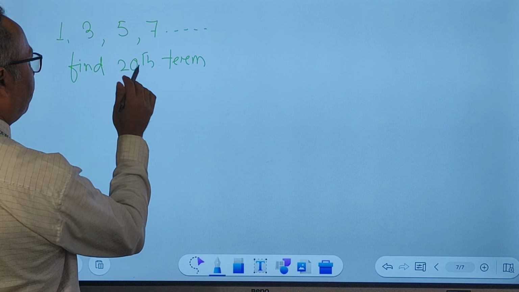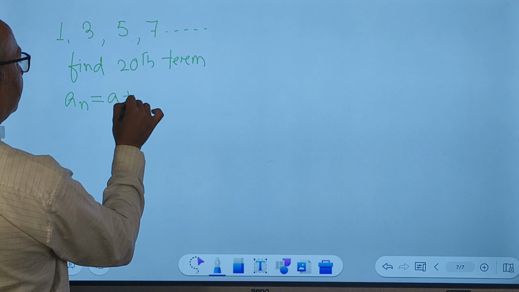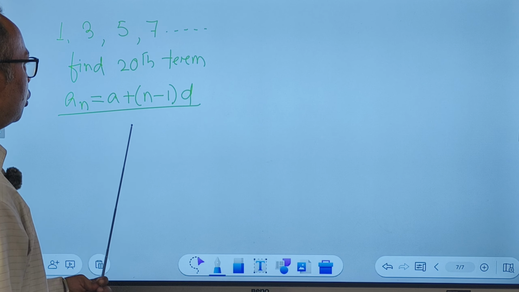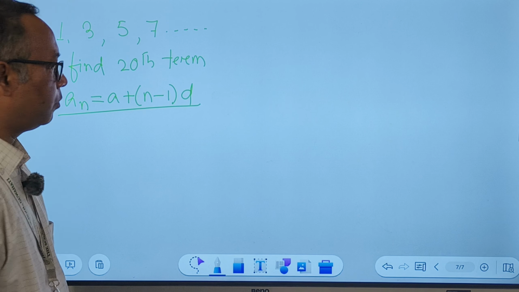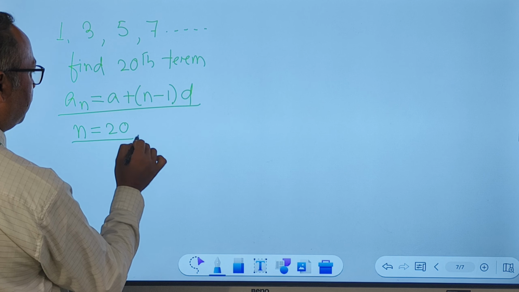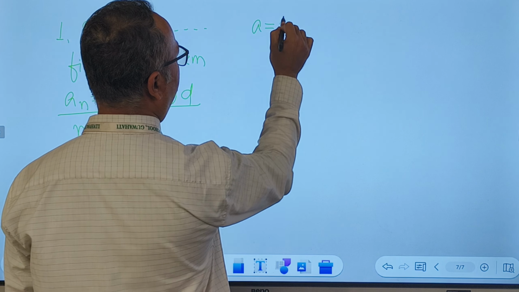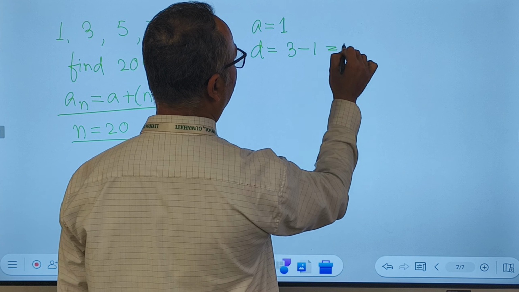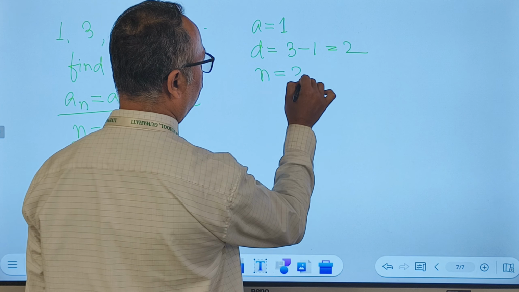So first we know an is equal to how much? a plus n minus 1 d. Isn't it? So 20th means the n is 20. It means we have to find the term where n is equal to 20. So by using this formula, a is equal to how much? a is equal to the first term, that is 1. What is d? d is 3 minus 1, that is 2. What is n? n is equal to 20.